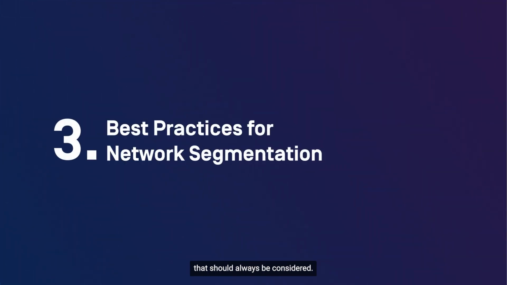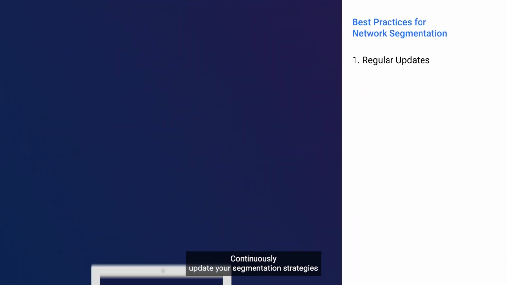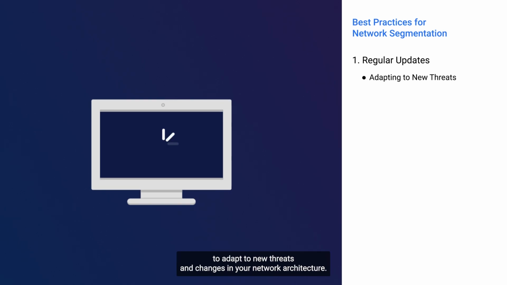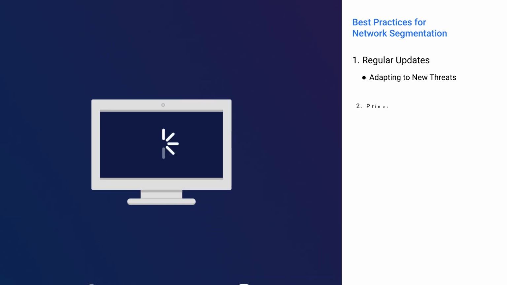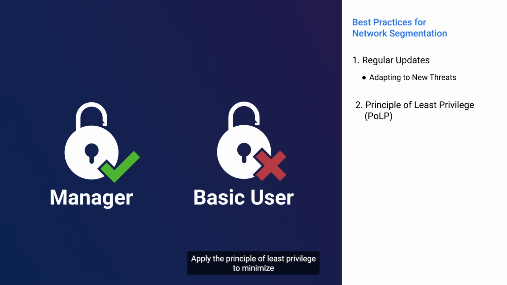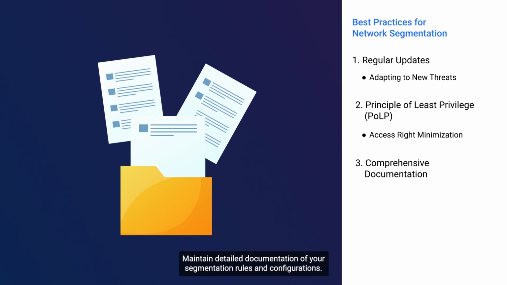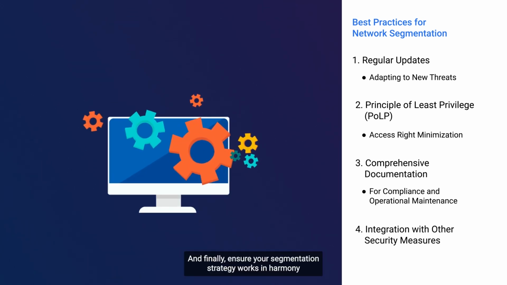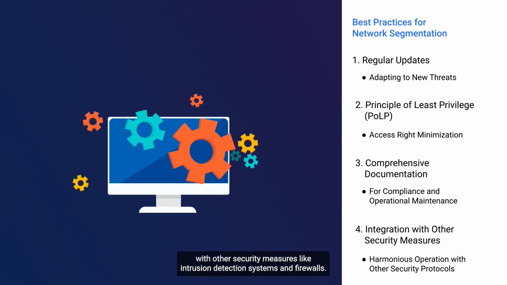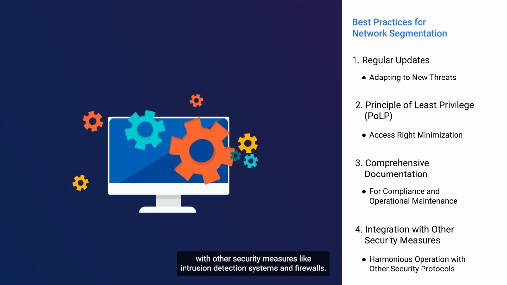Finally, let us give you some best practices that should always be considered. Continuously update your segmentation strategies to adapt to new threats and changes in your network architecture. Apply the principle of least privilege to minimize access rights across segments to only what is necessary. Maintain detailed documentation of your segmentation rules and configurations. This aids in both compliance and operational maintenance. And finally, ensure your segmentation strategy works in harmony with other security measures like intrusion detection systems and firewalls.